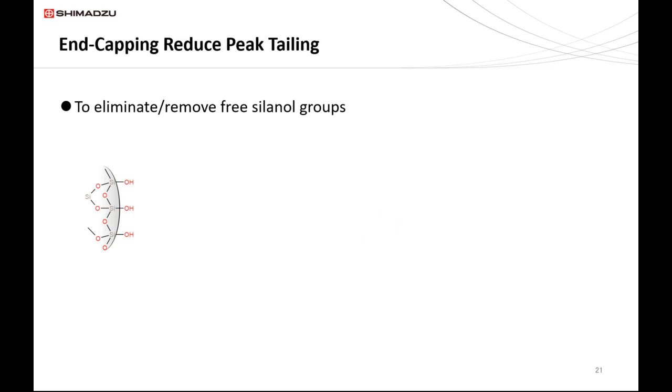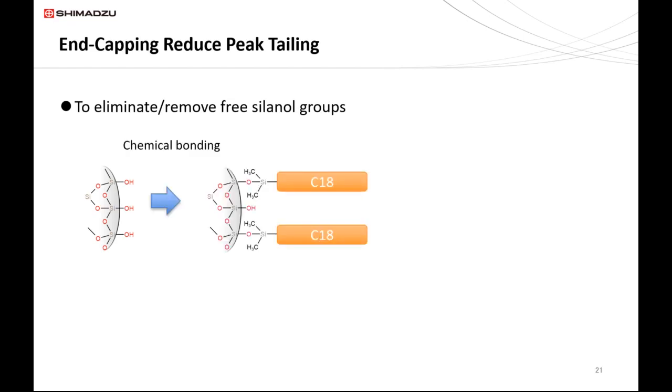Another parameter that we are looking at is end capping. End capping is a treatment to reduce unwanted interaction of analytes with free silanol group on the silica particle. During the manufacturing of the column, take for example, a C18 column, the surface of the silica particle is modified by reacting with C18 groups. However, the reaction would never be completed, and there would always be free unreacted silanol groups remaining.